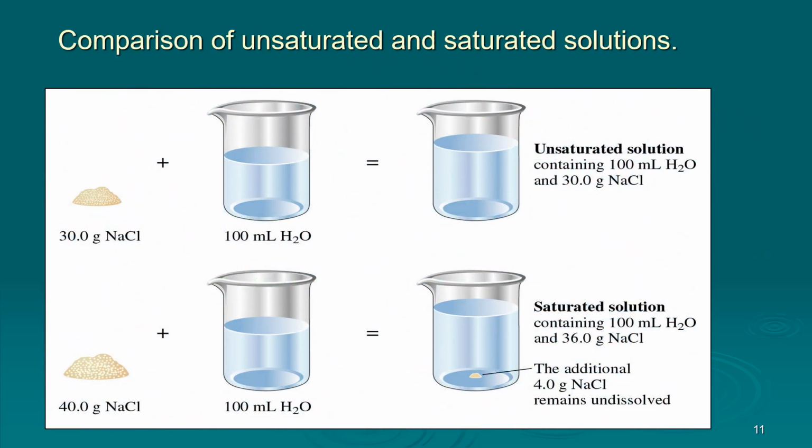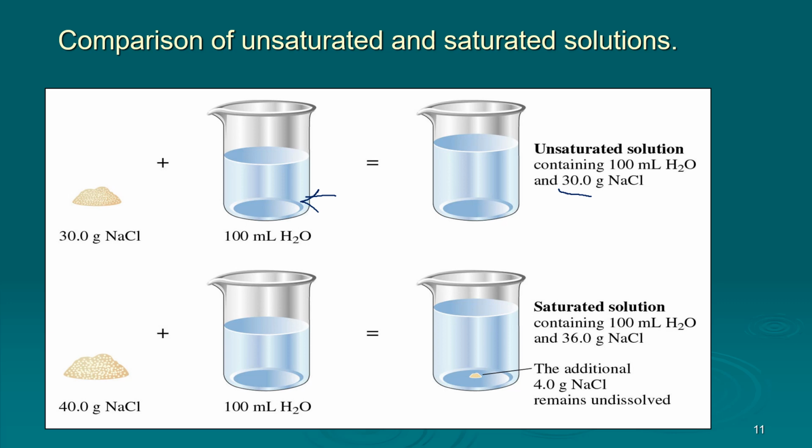So here, sort of what I was talking about. It turns out that the solubility of salt is 36 grams of sodium chloride in 100 milliliters of water. So if I take 30 grams of sodium chloride up here in the top picture, and I mix it in there, it will all completely dissolve. And this is considered an unsaturated solution because I could still add more. It doesn't have the maximum amount dissolved in the water.